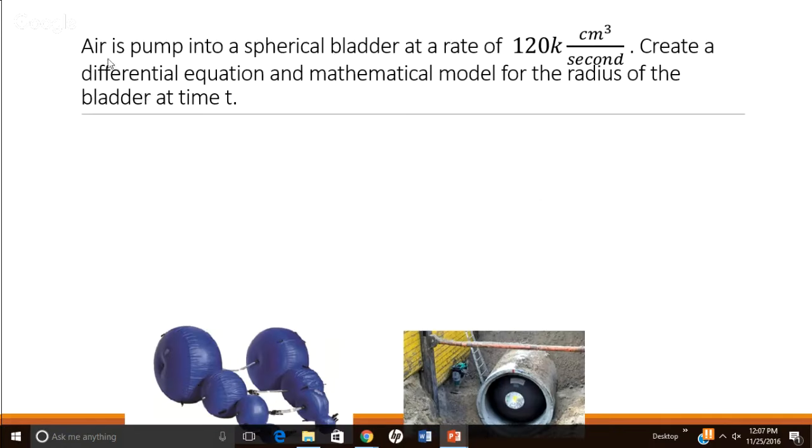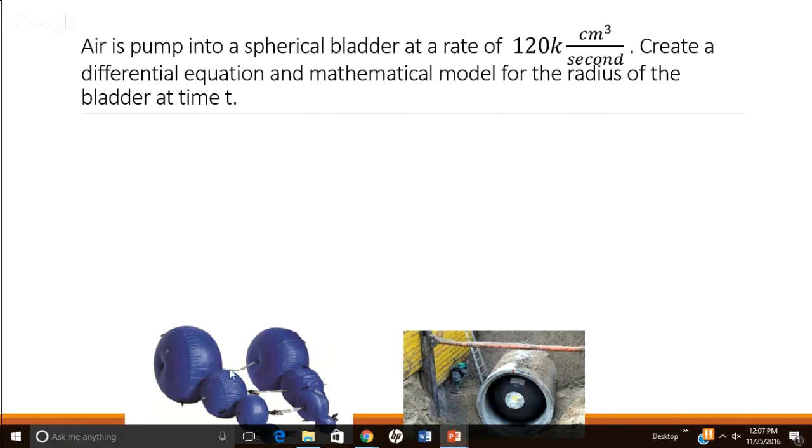So in our first example, we've got three we're going to look at. The first one is: air is pumped into a spherical bladder at a rate of 120,000 cubic centimeters per second. Create a differential equation and a mathematical model for the radius of the bladder at time t. So what is this asking? Okay, you've got air being pumped into a spherical bladder. And here they show these spherical bladders that I found online at a flow rate of 120,000 cubic centimeters per second. So the volume is changing at a rate of 120,000 cubic centimeters every second.